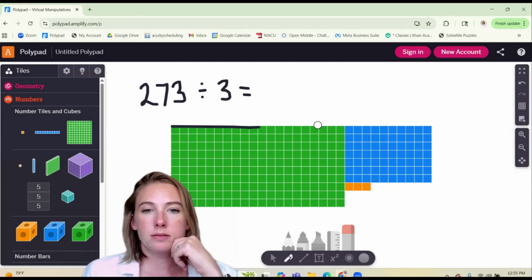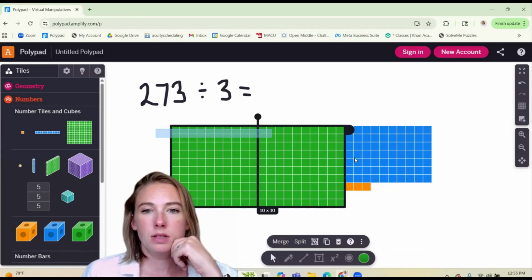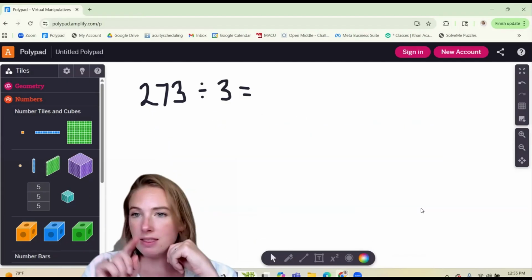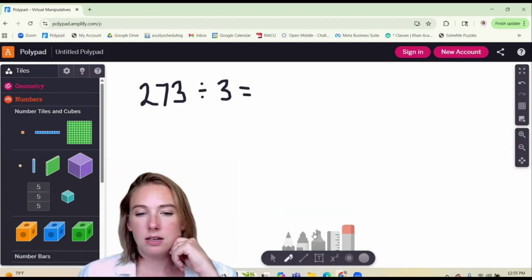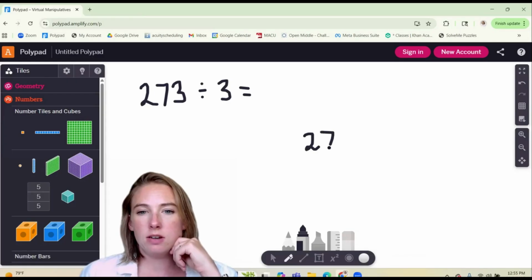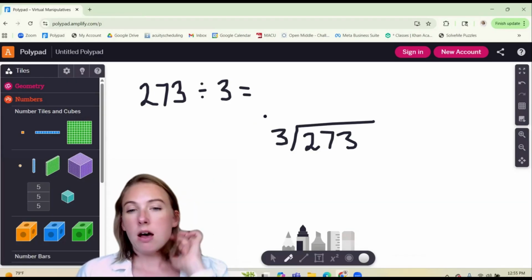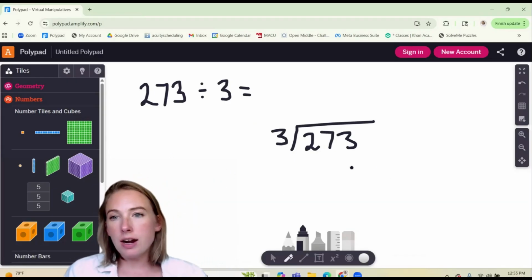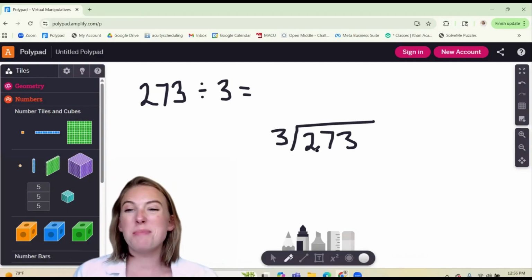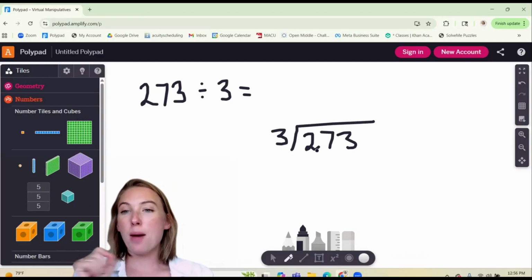5 base 10 blocks. And I'm going to write this as an equation. So 273 divided by 3. Our divisor always goes on the outside. And I'm going to go over here and do some multiplication to basically chip away at my dividend to see how many times I need to take away groups of 3 until I'm at 0.